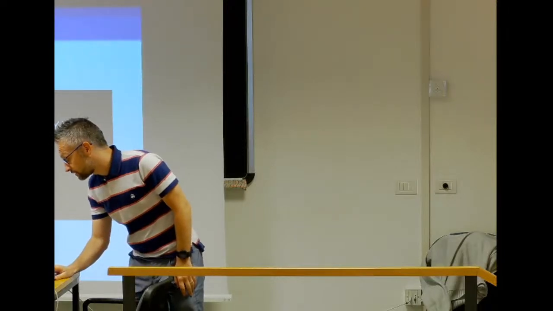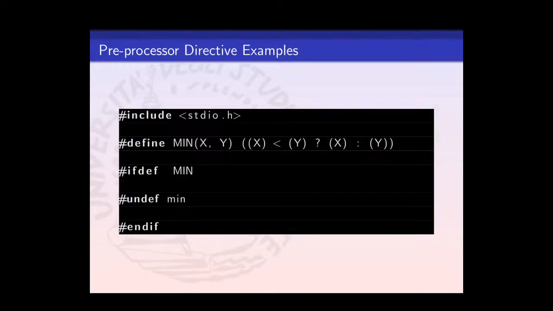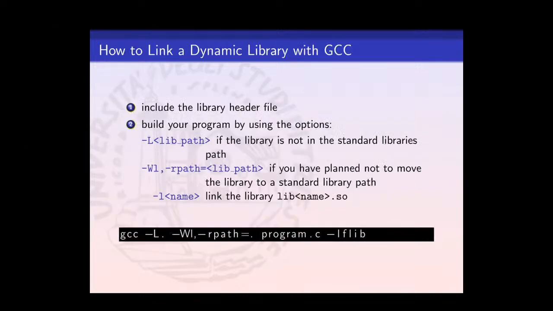Now, going back to our slides. Once we have understood what the preprocessor is, and once we have understood how to compile a dynamic library, how can we use a dynamic library? Or better, how can we link the dynamic library we have just built to the executable we want to produce?